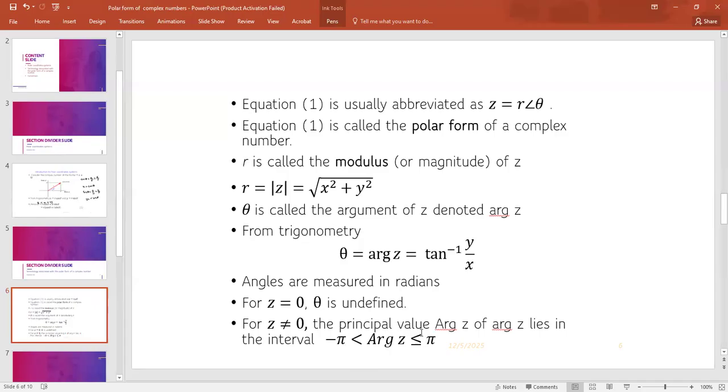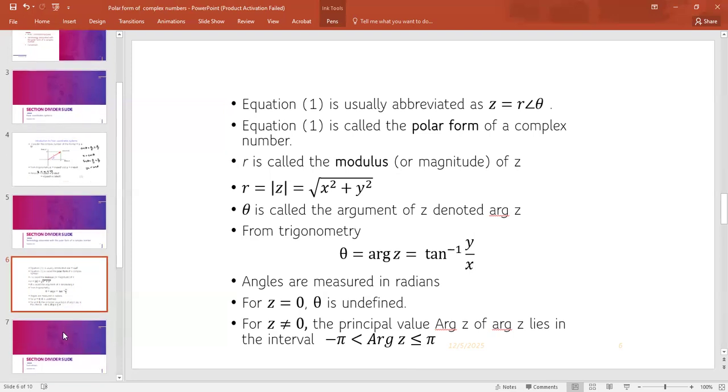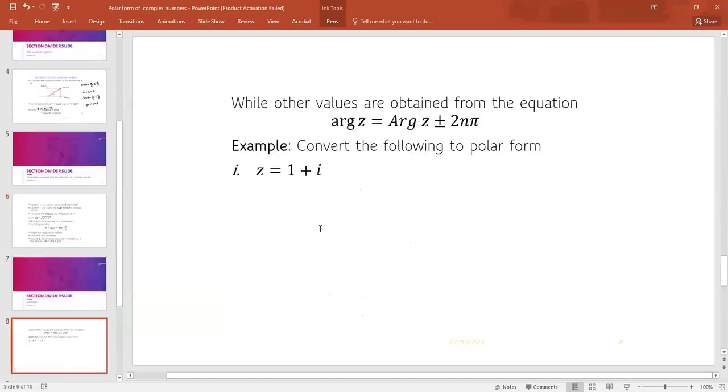So we always make sure that the principal value lies in the interval minus pi to pi. Alternatively, if our value theta does not lie in this interval, it is left for us to remember that we can use the formula arg z is equal to the principal value Arg z plus or minus 2n pi. This implies that from this equation, we can obtain the alternative equation arg z equals Arg z plus or minus 2n pi.